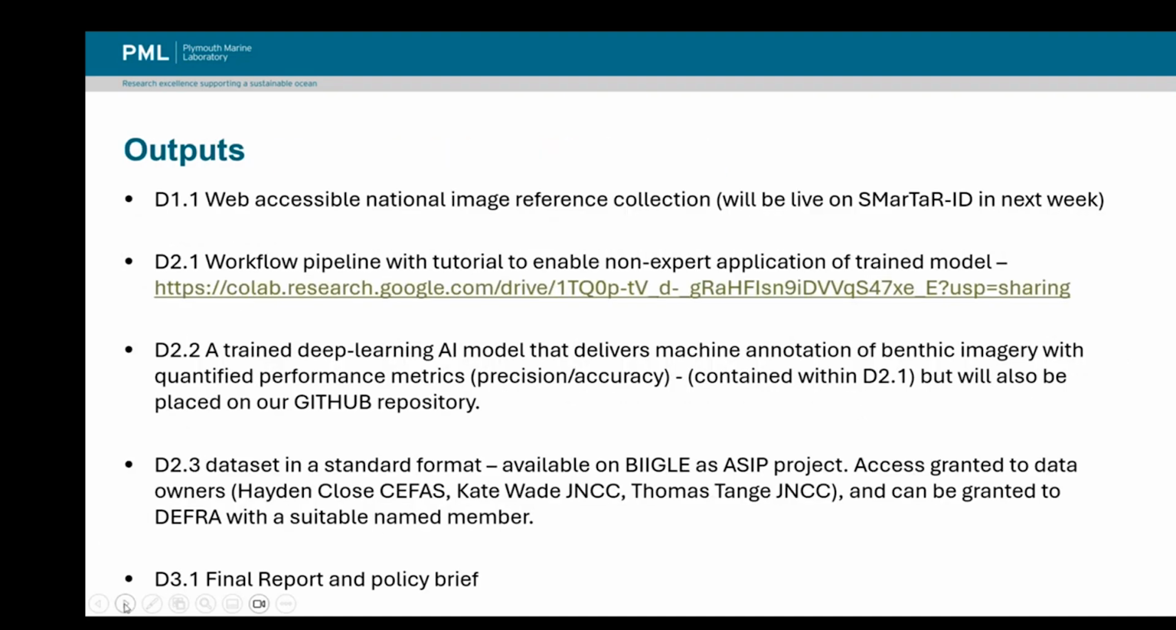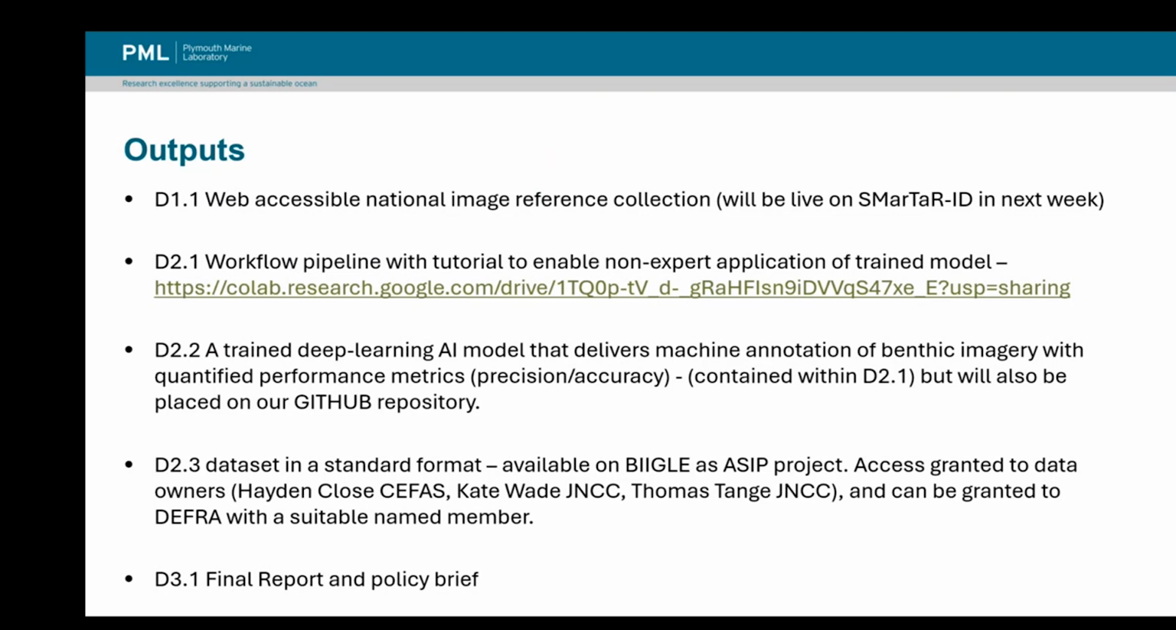So I guess the important things from this project then are the guidelines for annotation going forward. If you're thinking about using AI in the future, there's things you can do now that will help make that more possible and easier to do. But the outputs of this project are that in the process of everything we did, we had to merge all these data sets together. So we've now got a web accessible national image reference collection that is drawn from those different AI data sets. So there's a reference collection, which is the best example of each of the species that were in that data set.